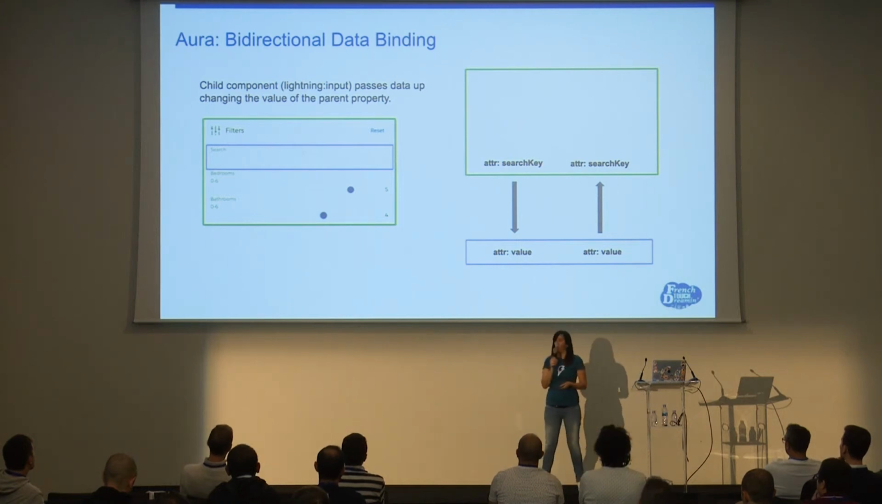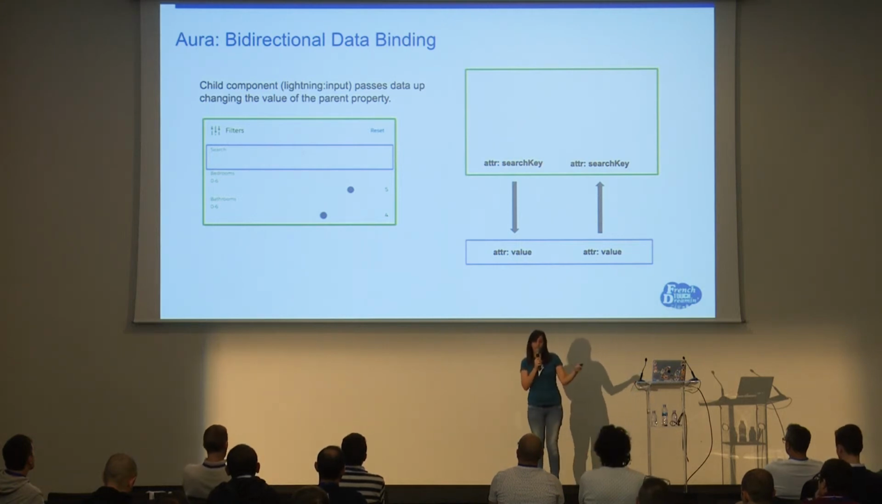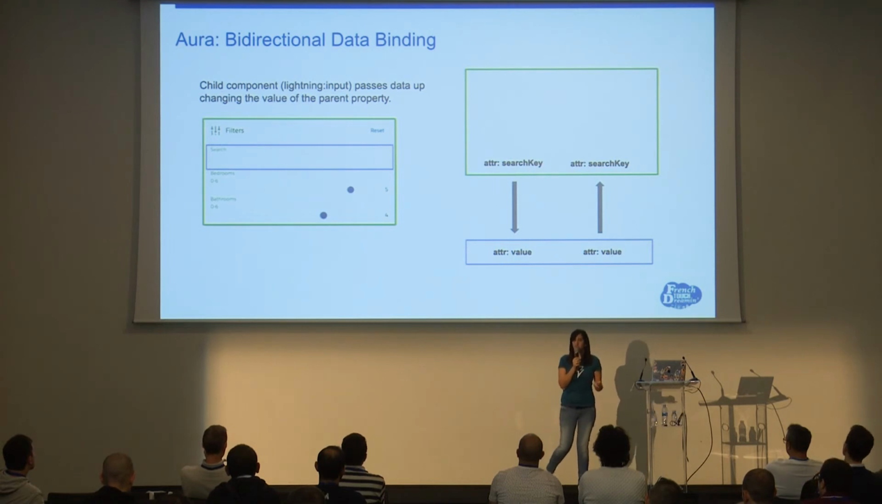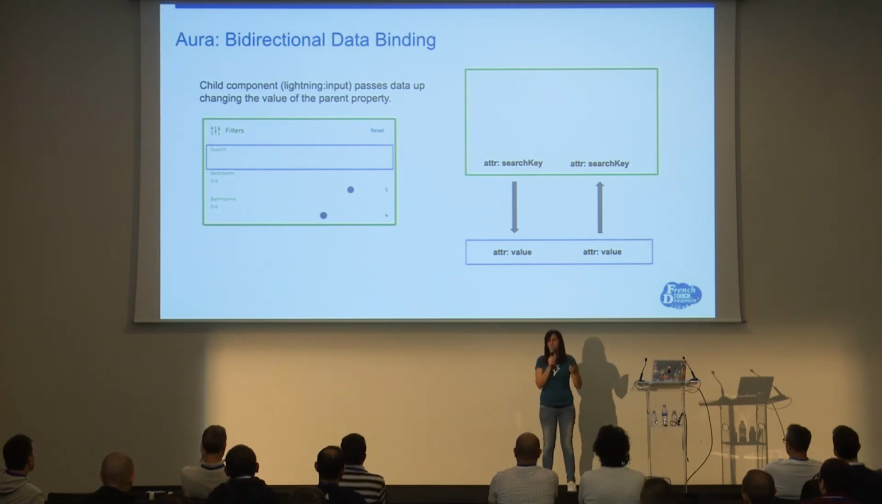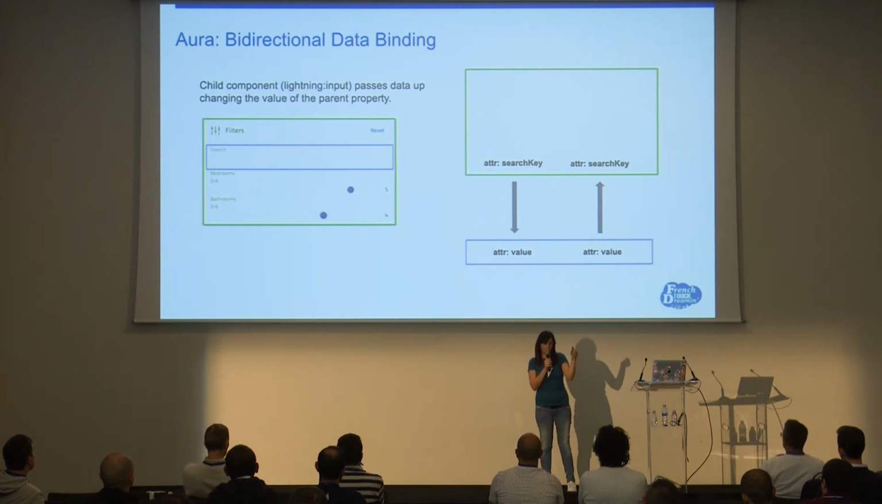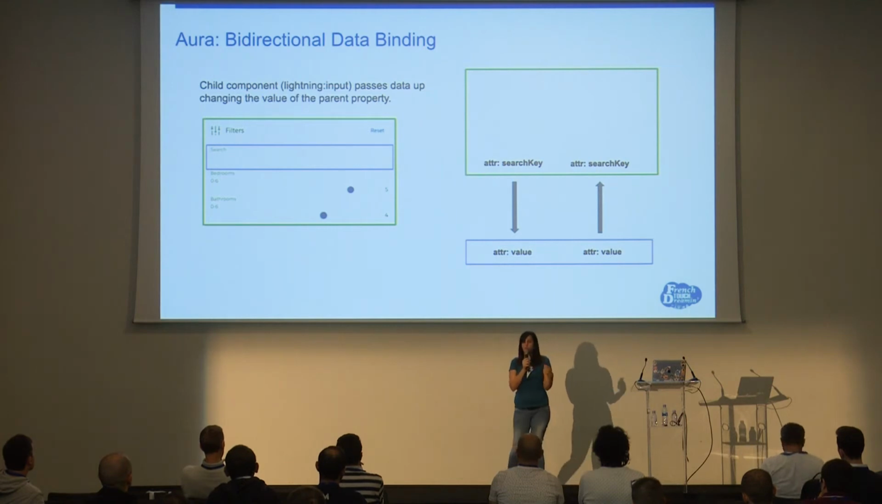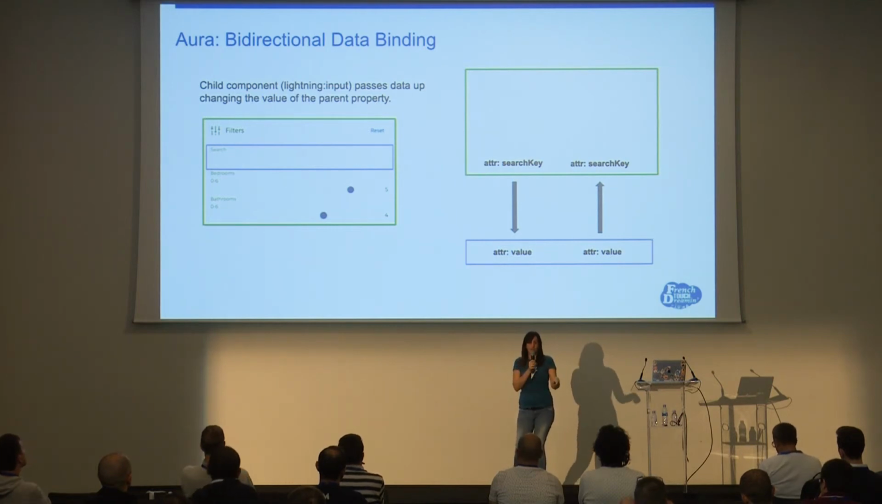So this is how Aura worked. We had a child component, which is the Lightning input. We had a parent component, which is the property filters component. And you could do bidirectional data binding. You could define a property in the parent and a property in the child and bind them bidirectionally, so that the parent could change the value of the child property and the child could change the value of the parent property. So if I wanted my Lightning input to send me information about what the user is entering, it could do it via bidirectional data binding.